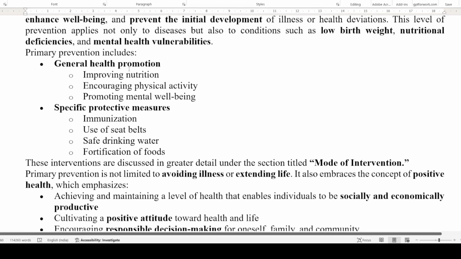So we have general health promotion, giving health education, improving the nutritional part, encouraging physical activity among individuals, promoting mental well-being. And if certain protective measures should be taken, then they should be promoted also. So immunization, having safe drinking water, fortification of foods. So these are all the prevention strategies.